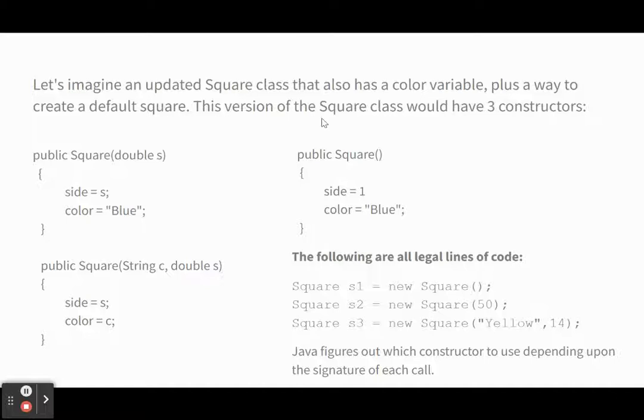Plus maybe a way to create a default square. Say you have a bunch of squares in some graphic and there's a default one, and you don't want to always be having to send over a number for the default square. So look, I have three constructors here. One, let's call it the default square.